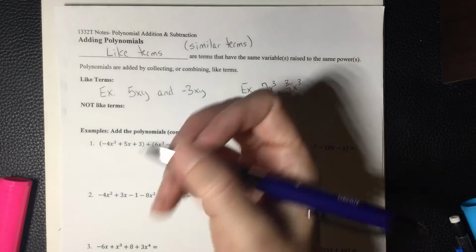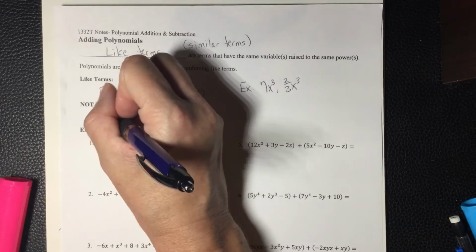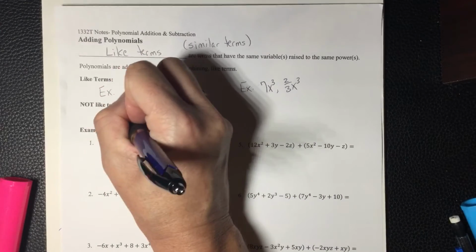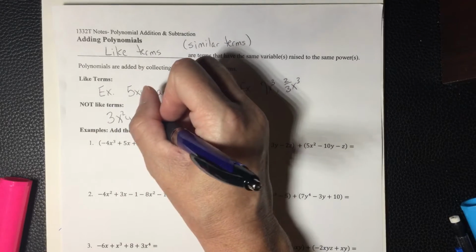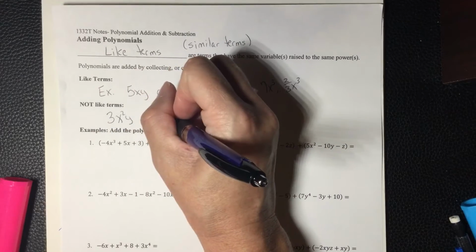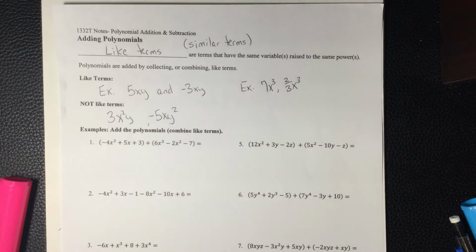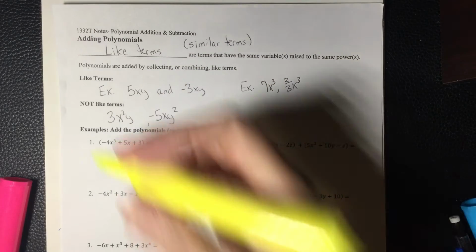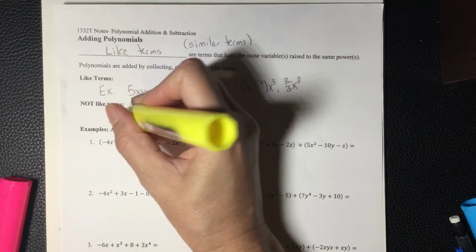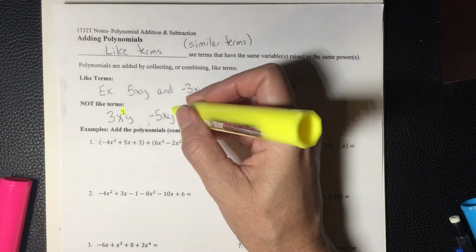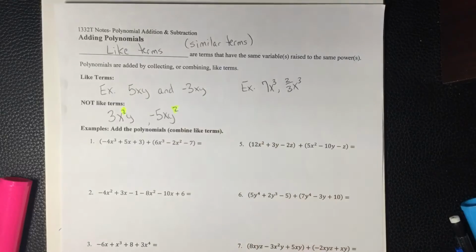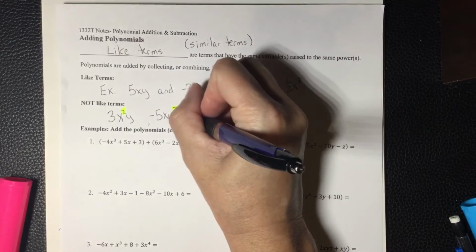So an example of something that are not like terms, let's say we have 3x squared y and negative 5xy squared. So if we take a look at the exponent, notice here the x is squared and the y is not. Here the y is squared and the x is not. So those are not similar and they can't be combined.